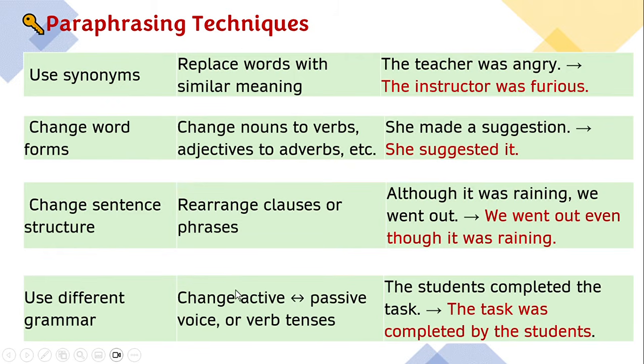The last one is to use different grammar. We can change active into passive or passive into active. Like this example here: the students completed the task, so it can be paraphrased as: the task was completed by the students. So these are four ways or techniques we can use to paraphrase a sentence or a text. And remember, we can combine more than one technique in the same sentence or in the same text.